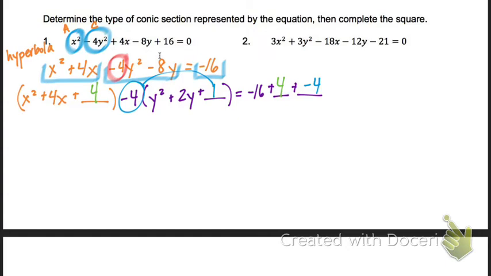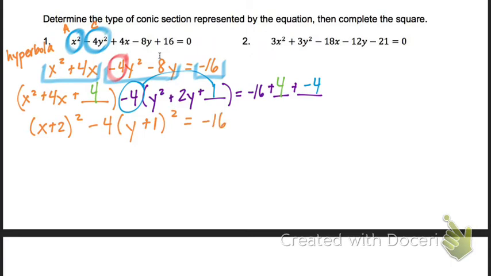Okay, now I factor. So (x + 2) squared minus 4(y + 1) squared equals what? Negative 16. Good.